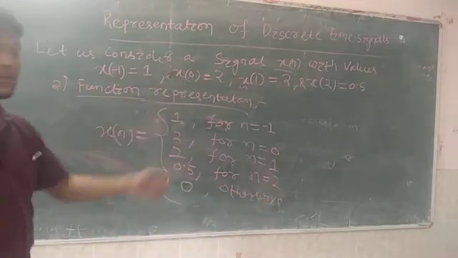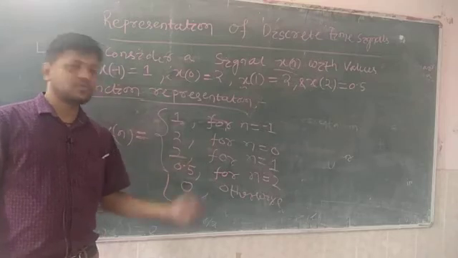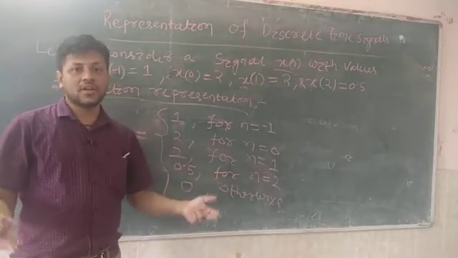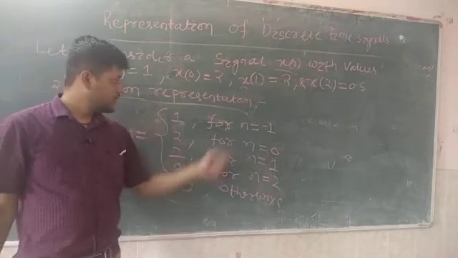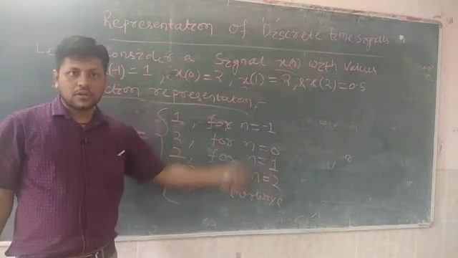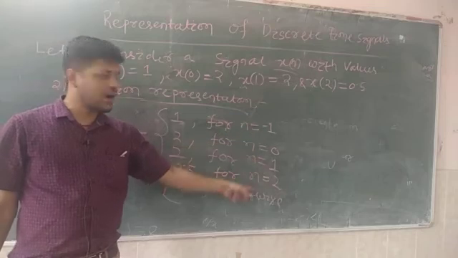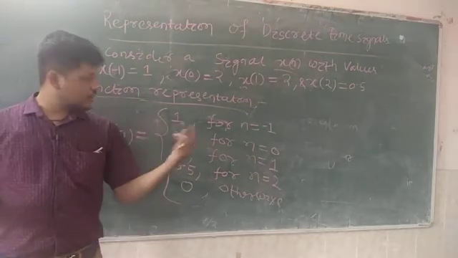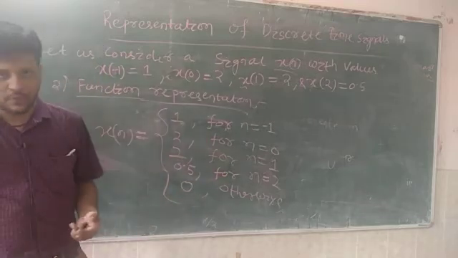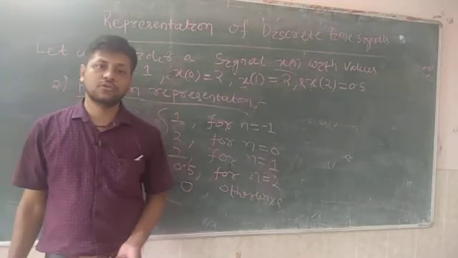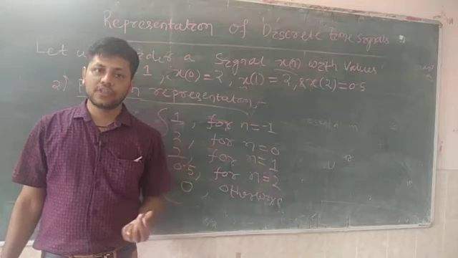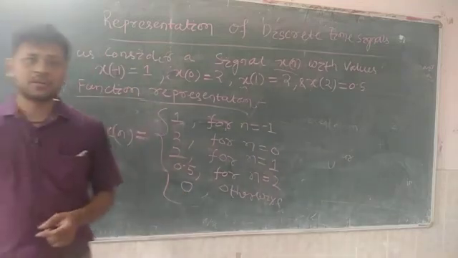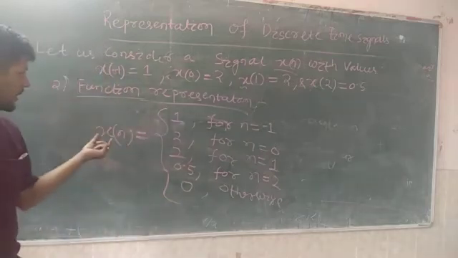X of n is 0 otherwise, that means if anything is not given, we have to take it as 0. So for any other remaining n value, excluding these 4 times, that is minus 1, 0, 1 and 2, for any remaining n value, the amplitude is 0 otherwise. So this is the second representation. This representation is known as your functional representation.